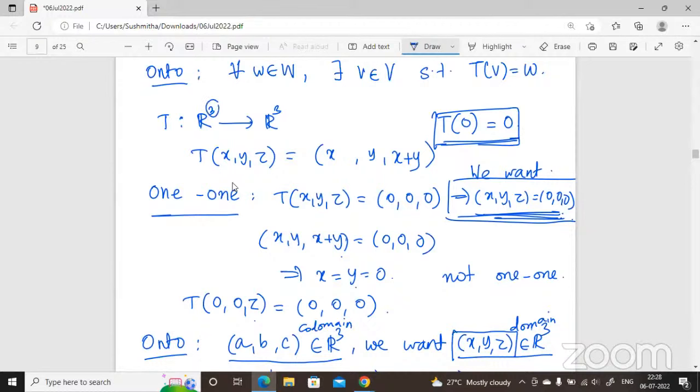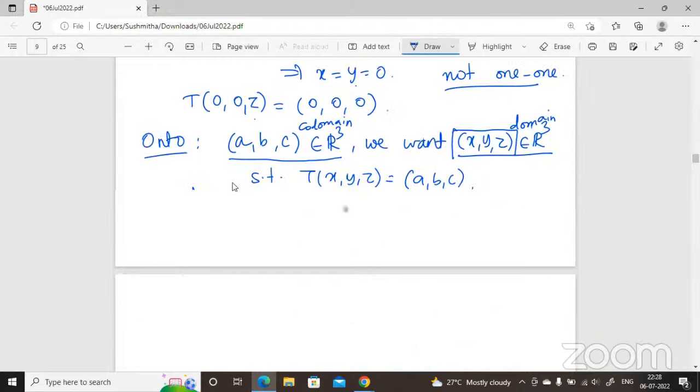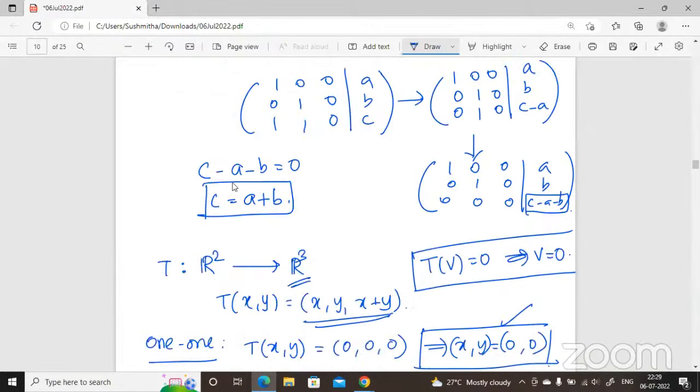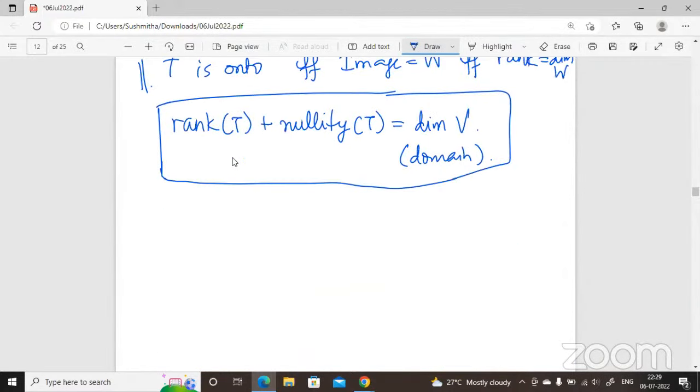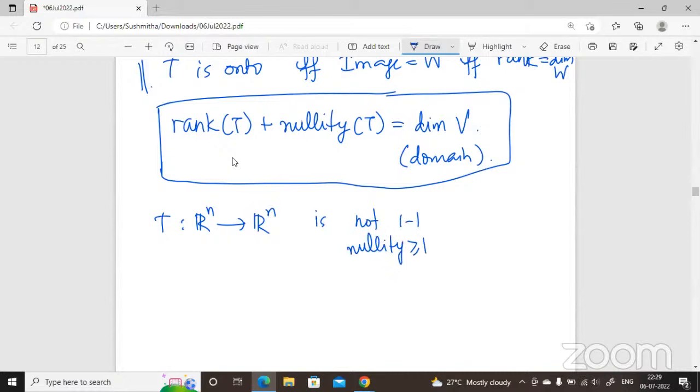So if you have spaces of the same dimension, and T is not 1 to 1, it cannot be onto. Is it clear? No, ma'am. So what do I have? T from Rn to Rn is not 1 to 1. Then nullity is greater than or equal to 1, right? This implies rank has to be less than or equal to n minus 1, because when you add both, you should get n. This implies not onto.